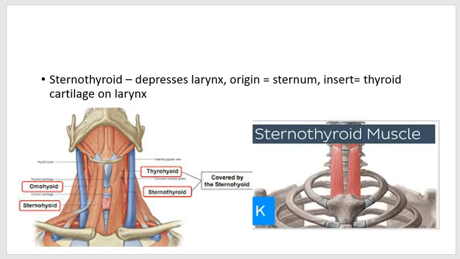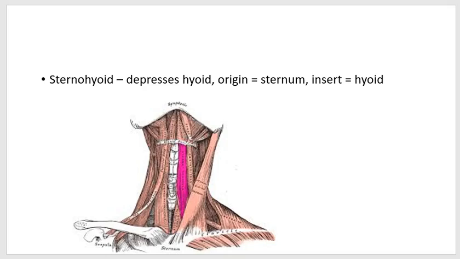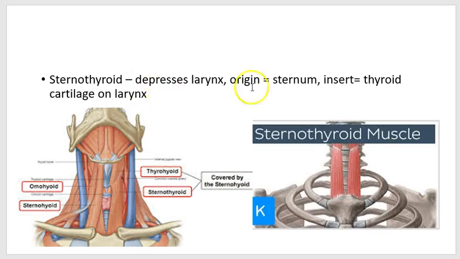Then we have the sternothyroid, not to be confused with the sternohyoid. The sternothyroid goes to the thyroid cartilage on the larynx. And so this one comes up, not to the hyoid bone, but to the thyroid region on the larynx. It's important for depressing the larynx, and so it's on the sternum, and it pulls down that larynx.